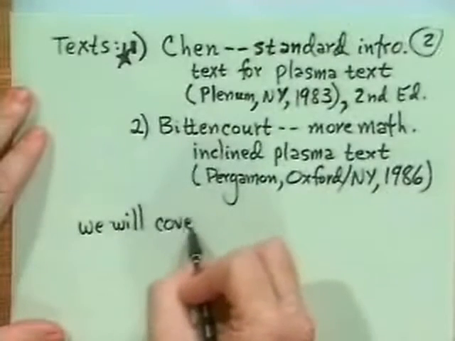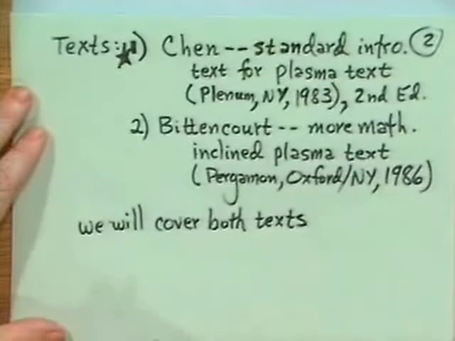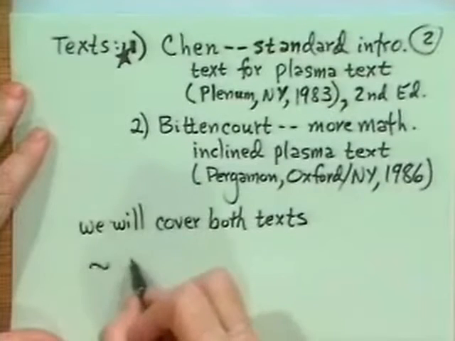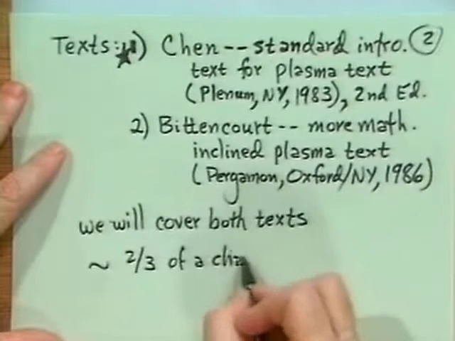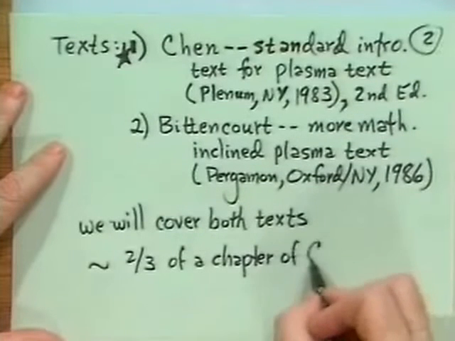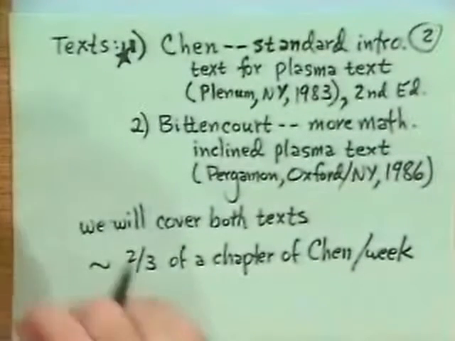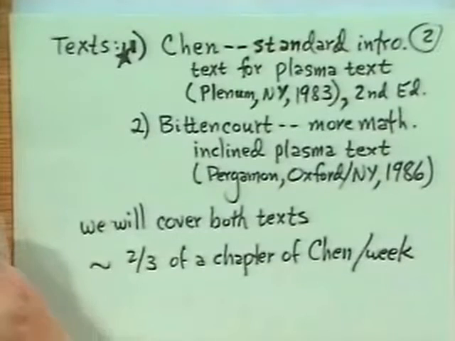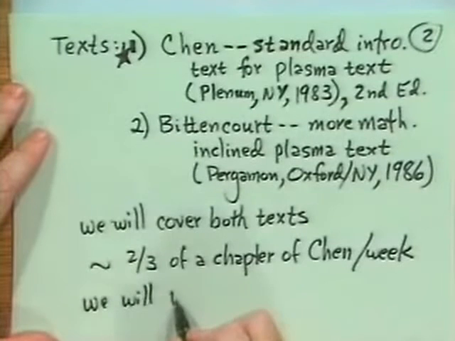Now, we will actually cover both texts and read them from cover to cover. Our approximate pace will be approximately two-thirds of a chapter of Chen per week. Actually, it works out to more like two chapters of Bittencourt per week. The other thing you might find a virtue, so to speak, in the Chen textbook, the second edition, is that we will use MKS units throughout.